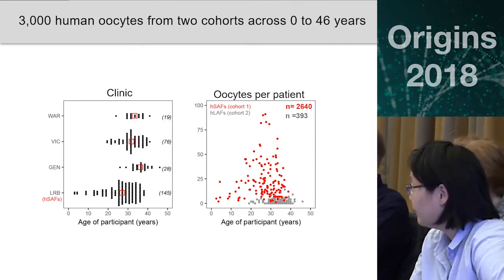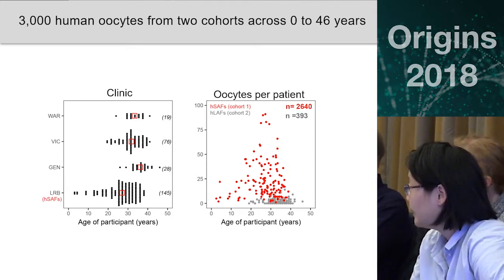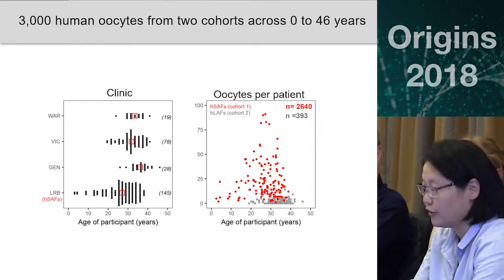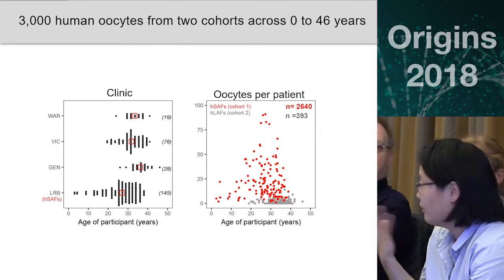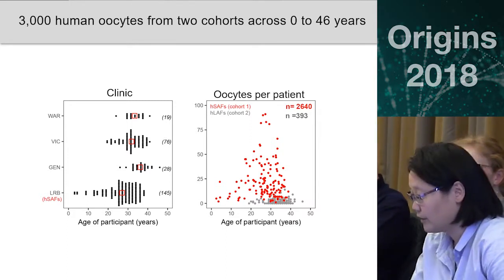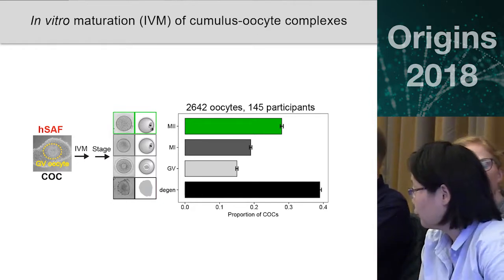Sorry, Eva, you do get immature eggs from the 12-year-old? Yes, we do get immature eggs, and then in the cumulus oocyte complexes, but they don't really do a lot.